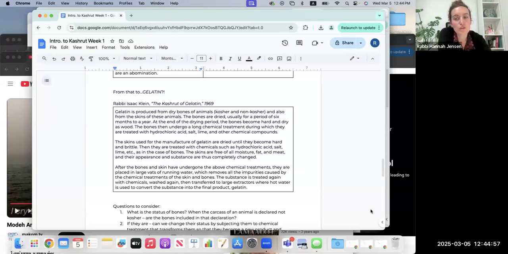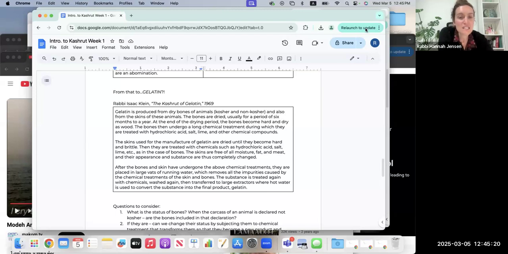Are you following? Or are you already like, I can't talk about this stuff anymore. It's already gross. Okay, great. You're with me so far. At the end of the drying period, the bones become hard and dry as wood. The bones then undergo a long chemical treatment during which they are treated with hydrochloric acid, salt, lime, and other chemical compounds. So far, so good?